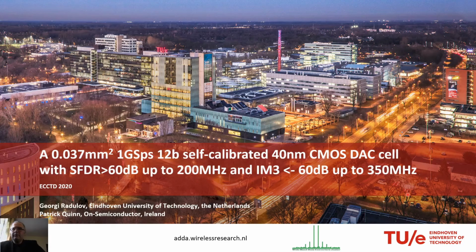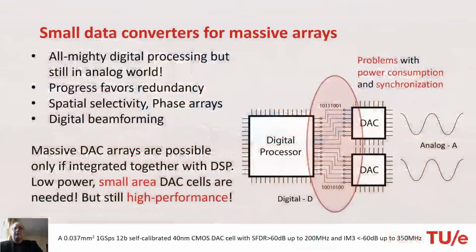presentation about a 0.037 square millimeters, 1 gigasample per second, 12-bit self-calibrated 40 nanometer CMOS DAC cell with SFDR more than 60 dB up to 200 MHz and IMD3 less than minus 60 dBc up to 350 MHz. This is work done together with Patrick Quinn.